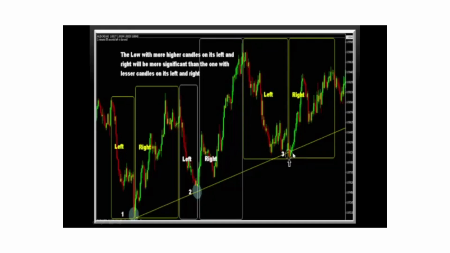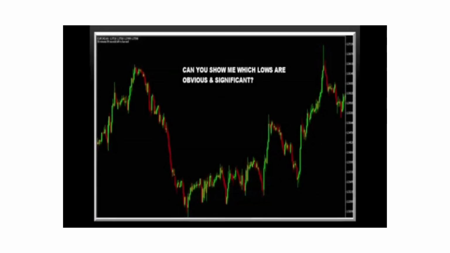Okay, I see three significant lows. With this also, how many significant lows can you see over here? And then looking at the right, up here at this article, it said, can you show me which lows are obvious and significant? So if they tell you which of these lows are more obvious and significant, what are you going to do? Are you just going to point at these, and just trying to make scaling of all these things you see?